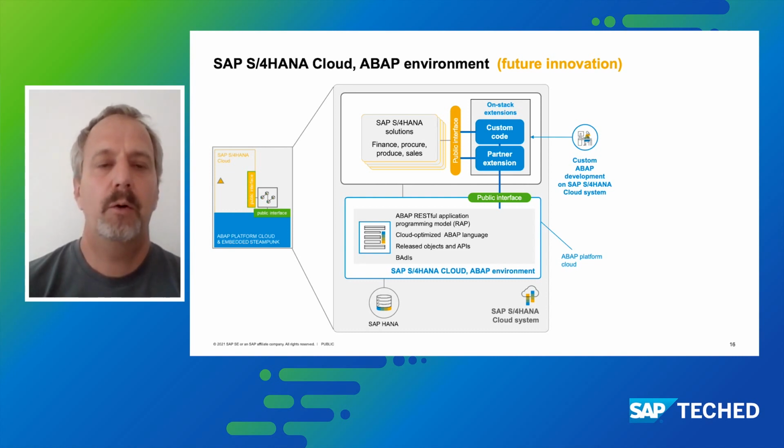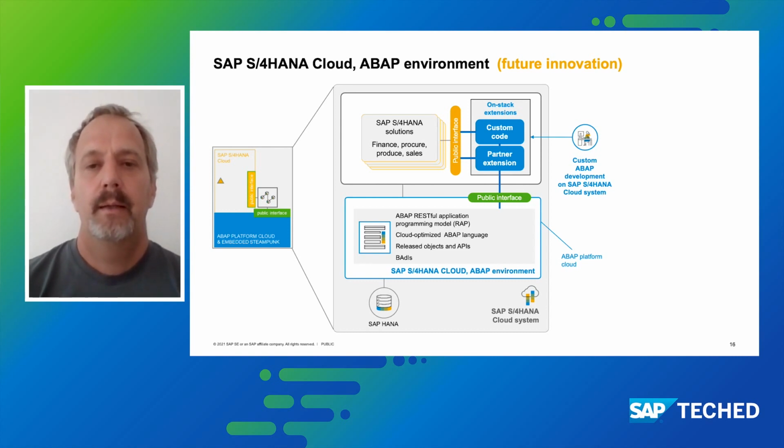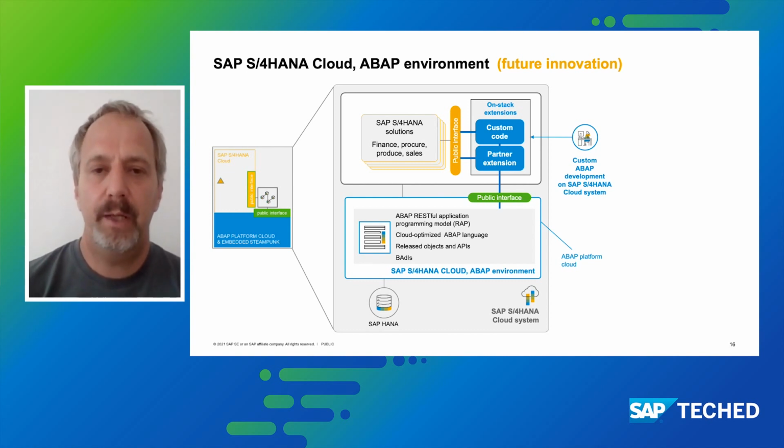So we have here our S/4HANA Cloud system. And in the upper right part, you see now an extension which has been built with embedded steampunk, the blue part. Very essential, again, the rules which I explained are in place. You can only use the public interface of the ABAP platform, which are identical, by the way, to the steampunk public interface. So all the classes for number range, change documents, which I explained. You use the same development model as in BTP, as in steampunk.